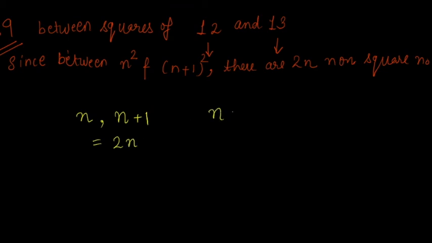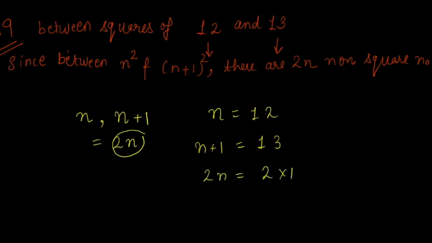So you see, n here is given how much? 12. n plus 1, that's the next consecutive number, which is your 13. Now I am saying the numbers between the squares of those two numbers will be 2n. So place the value. 2 into 12 is equal to 24. So it means there will be 24 numbers between the squares of 12 and 13. Okay, you can pause the video to note it down.